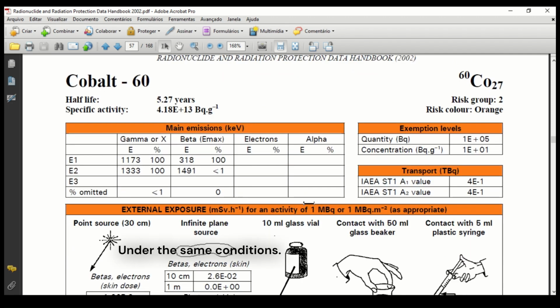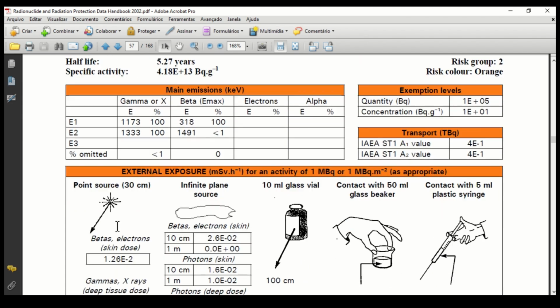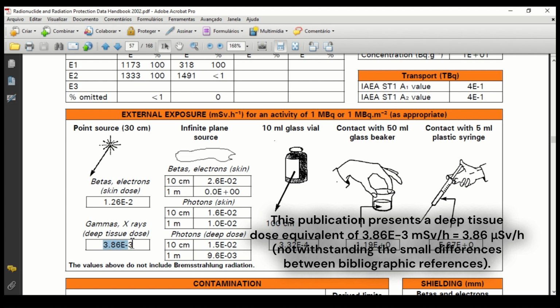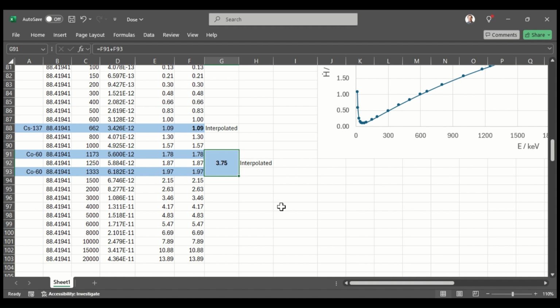Again, under the same conditions, this publication presents a deep tissue dose equivalent rate of 3.86 microsievert per hour, notwithstanding the small differences between bibliographic references. That is, a value similar to the calculated one.